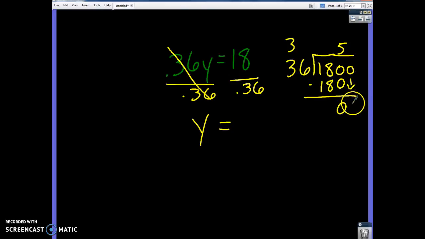And normally what we do is we drop this 0 here, but it's going to be nothing down here. 36 will go into 0 times. I do have to fill in the 0 because my decimal point is here now. And then our decimal point's right there, but we don't need it. In this problem, this is our answer. Y equals 50.